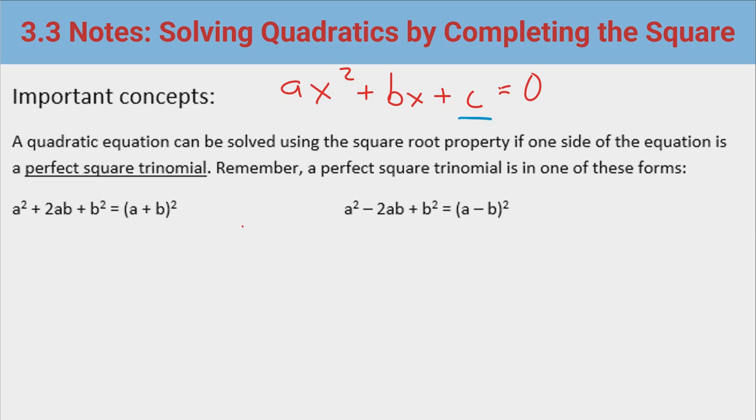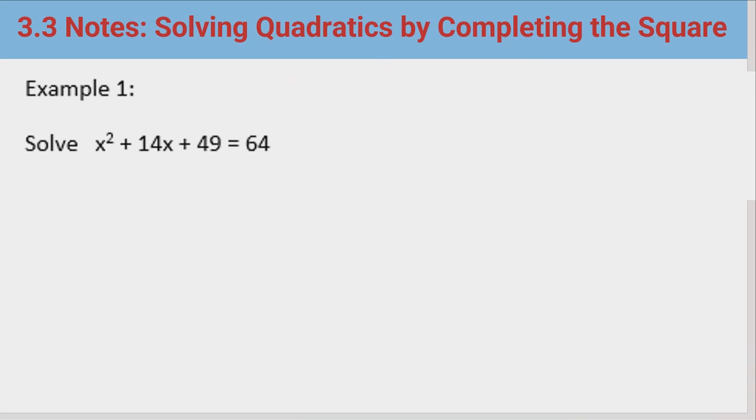So if we have a perfect square trinomial, we can use these two formulas here to factor them. To me, the formulas are a little intimidating, so I just look for a perfect square in that C term. So let's look at some examples and we'll get through these.